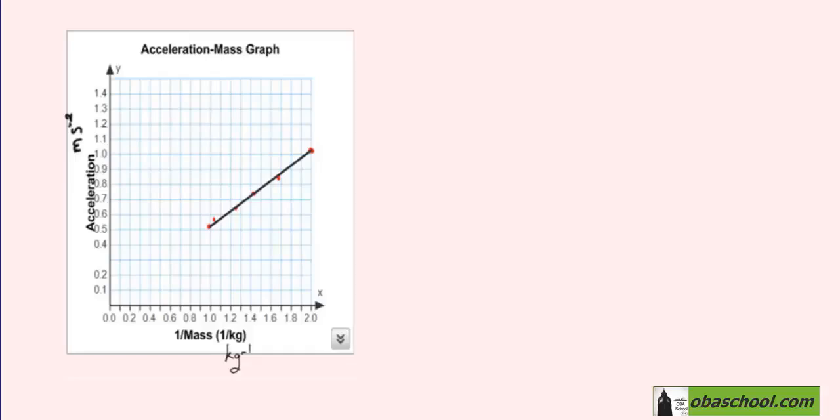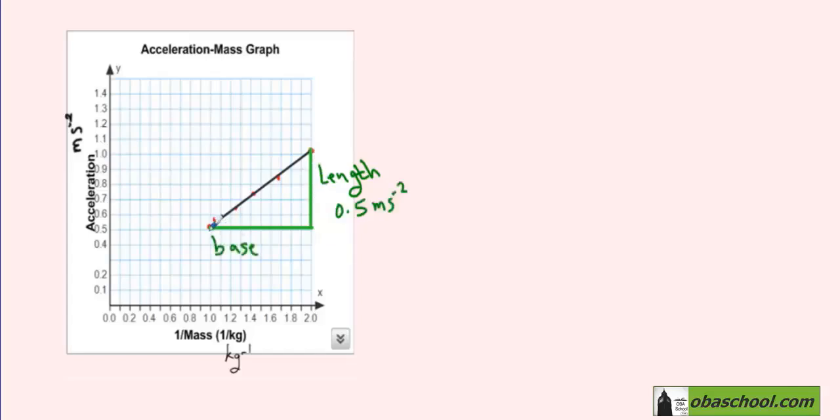As we said, it is a straight line, so if we stretch it, it will pass through the origin, which is 0, 0. Thus, we will calculate the gradient by doing a triangle under the line, just like we did previously. This is how it is going to look like. The length is here, and the scale here for each square is 0.1. So the length is equal to 0.5 meters per second squared.